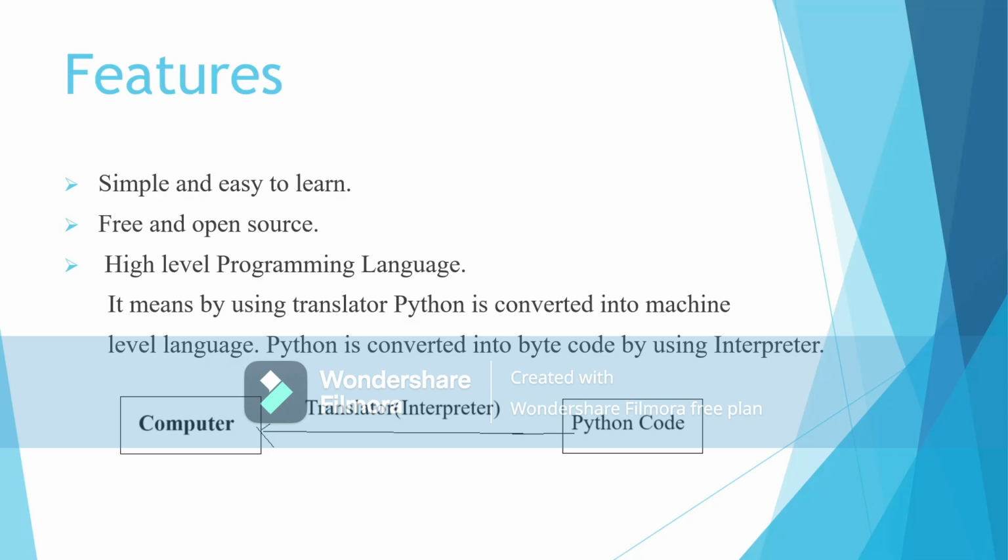So what is the meaning of high level programming language? When we give input to the computer, it is always converted into machine level language, that the computer can understand. In the same way, when we write Python code, translators are used to give that code to the computer. Here in Python, an interpreter is used as a translator. It means by using the translator, Python is converted into machine level language. Python is converted into bytecode by using the interpreter. And this bytecode is nothing but the machine level language.